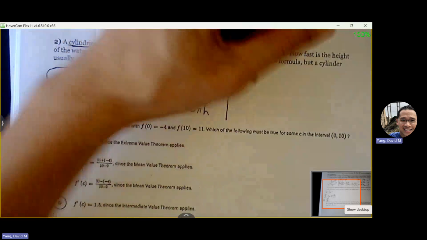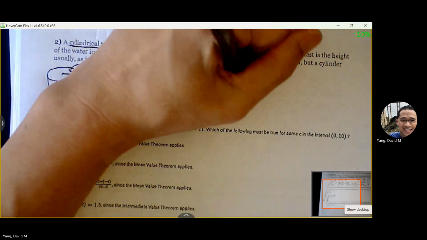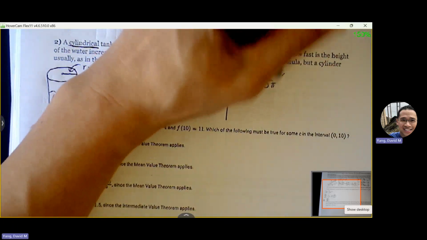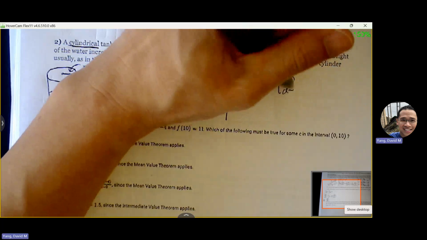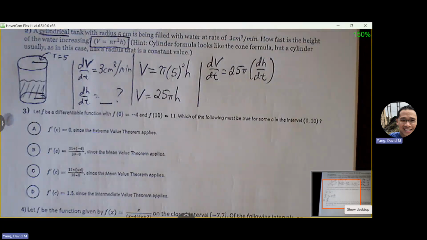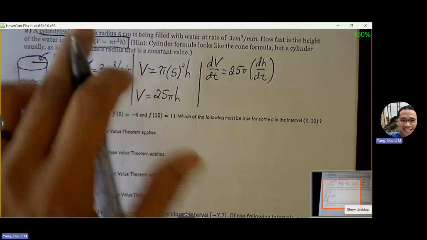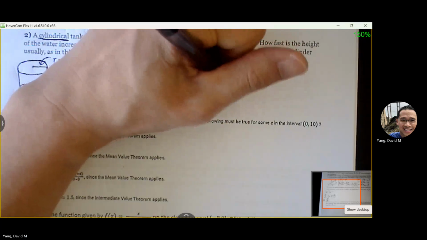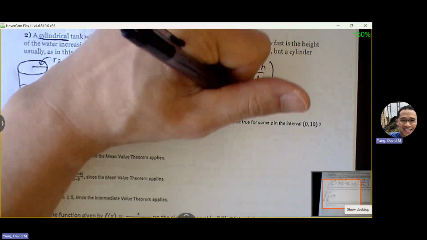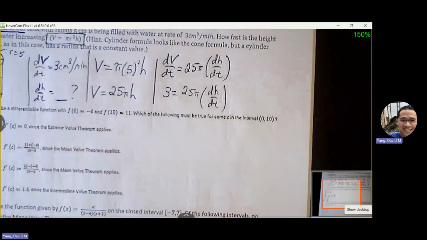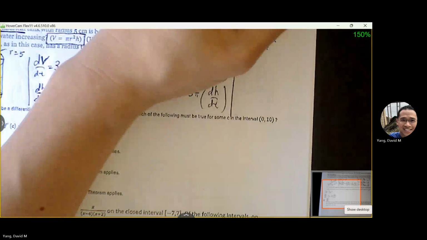So V's derivative is just dV/dt. 25 pi is just 25 pi. h just becomes dh/dt, and then we're almost near the end. It should be a much easier process because we can just replace the radius with a number. So dV/dt is 3, and then we can solve for dh/dt. Divide both sides by 25 pi, and then we have our answer.